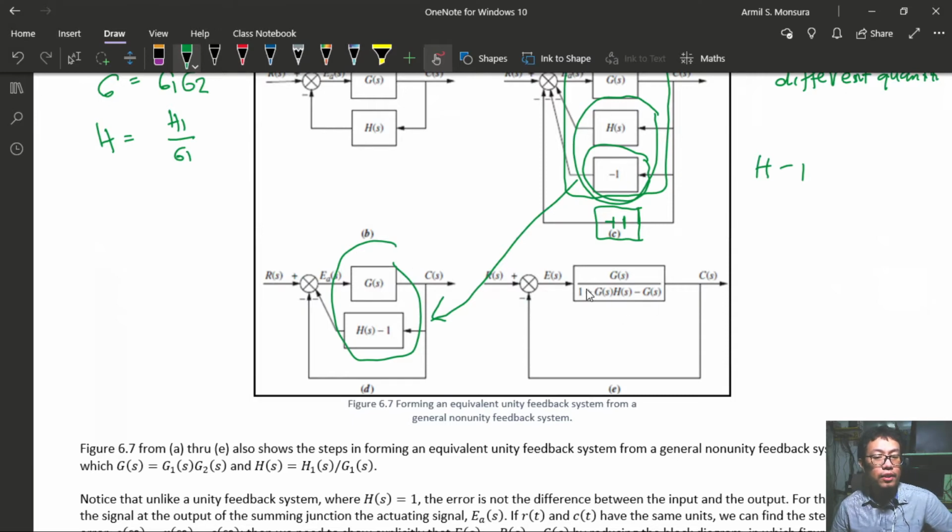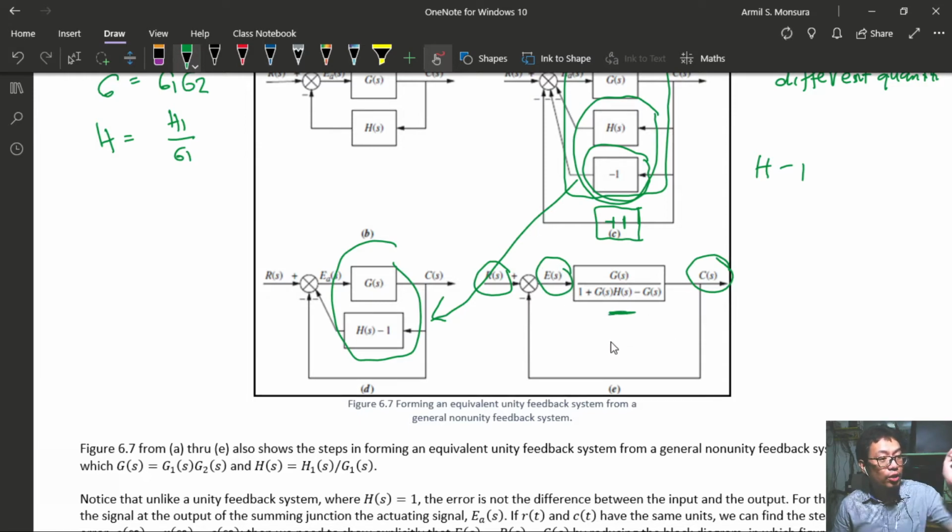So you would have this. Okay, so if we assume that CS and RS have the same units, what we will have is an error signal, E of S. Okay, tapos ito yung magiging forward transfer function niya.